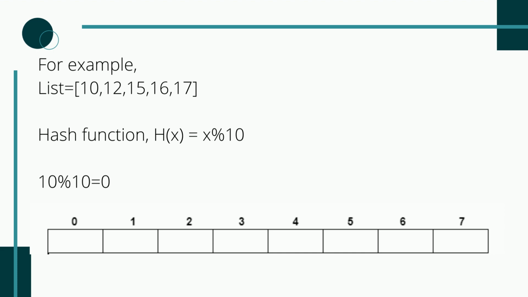10 mod 10 is 0. So at index 0 in the hash table, we will put value 10. Next, 12 mod 10 is 2. So at index 2, we will put value 12. Next we have 15 mod 10, which is 5. So at index 5, put value 15. Similarly, 16 mod 10 is 6. So at index 6, put value 16. At the end, we have 17 mod 10, that is 7. So at index 7, put value 17.